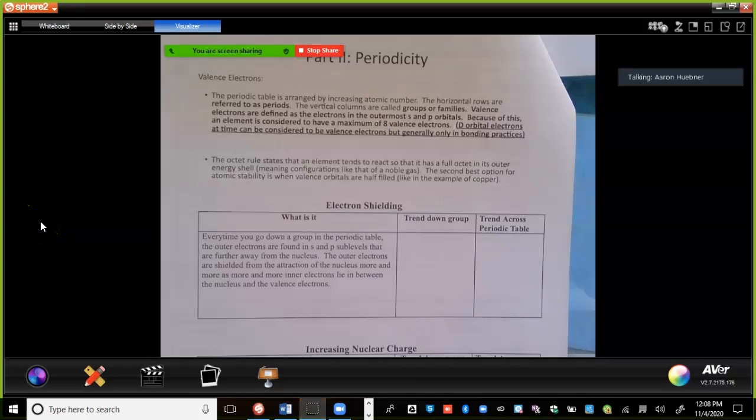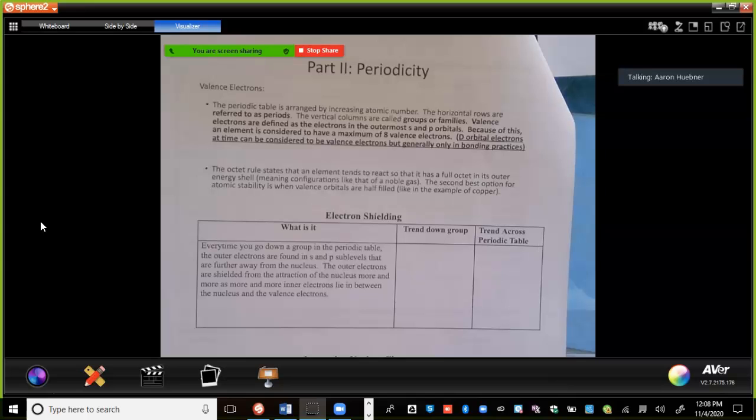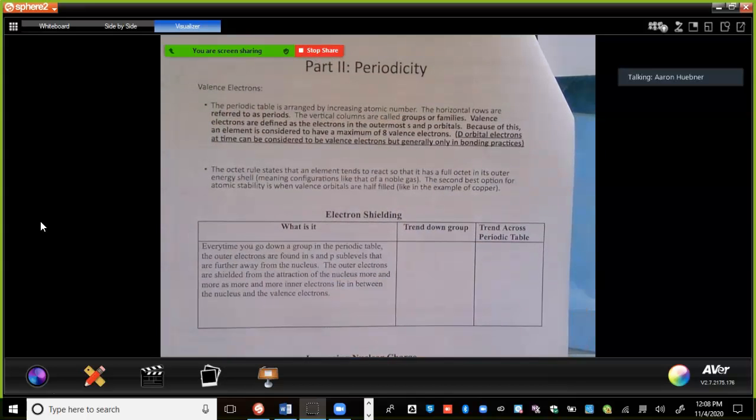Alright, so today we are going to be talking about periodicity and looking at the different trends on the periodic table, what they are, and how they relate going left to right and up and down. So first off, valence electrons, you guys probably know what those are. Those are the outermost electrons, and they're the electrons that are involved in bonding. And we'll talk about those in the next unit in more detail.